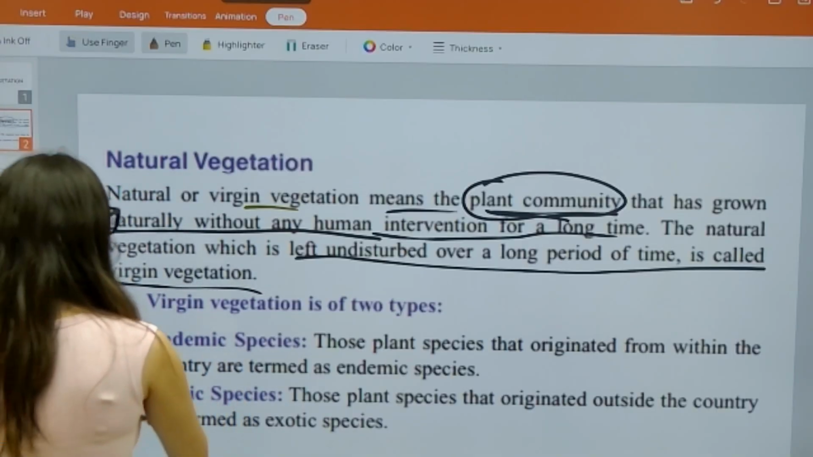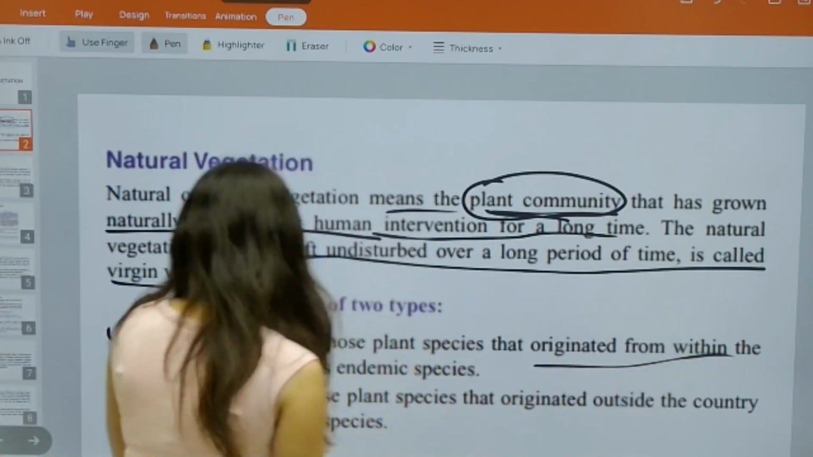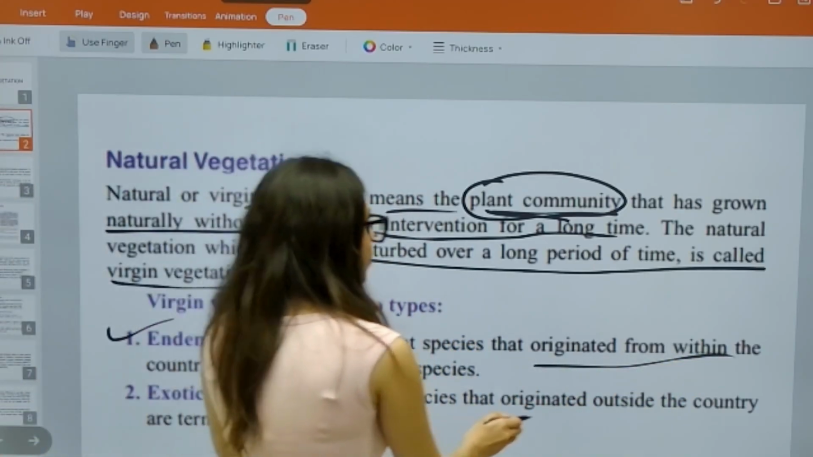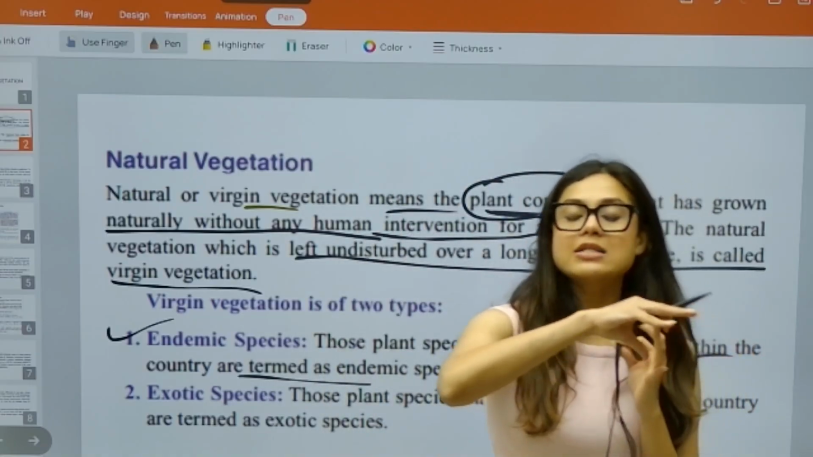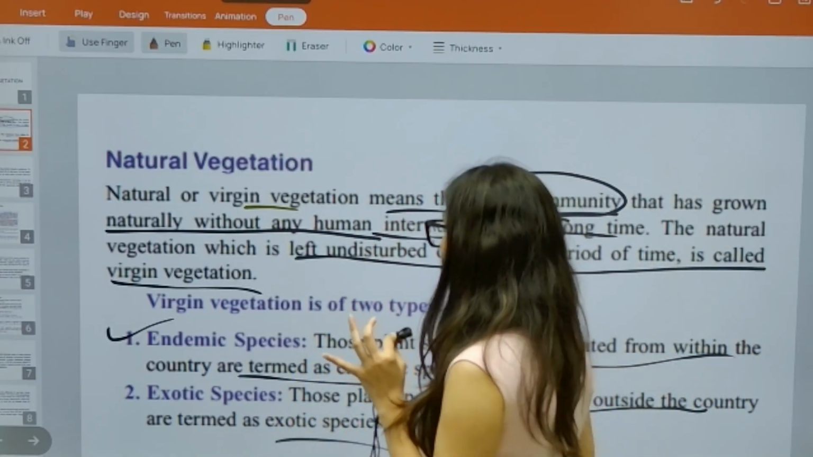So it is of two types. Number one is endemic, which has the origin within the country, and exotic, which has originated outside but has been introduced in your own country. So it is exotic.